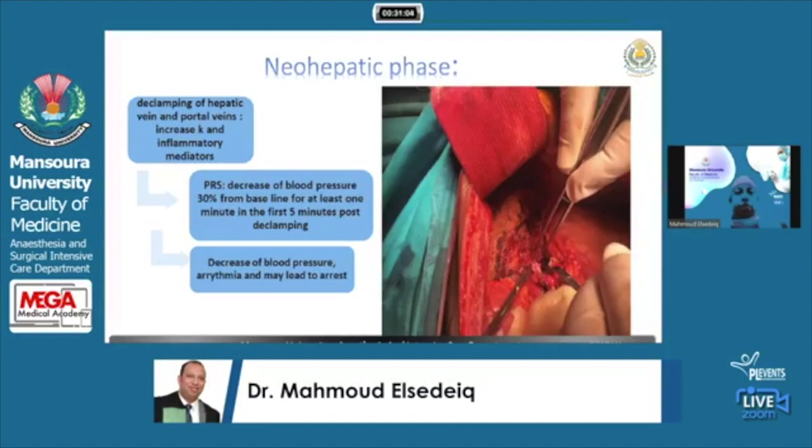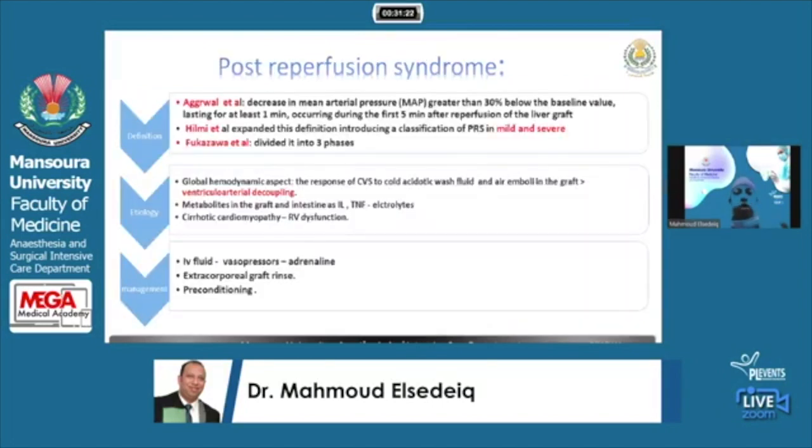The neohepatic phase starts by declamping of the hepatic veins and the portal vein, leading to increased inflammatory mediators. Also, post-reperfusion syndrome and ischemia reperfusion injury can occur, which can lead to decrease in blood pressure, arrhythmia, and may lead to cardiac arrest. Post-reperfusion syndrome has multiple definitions.